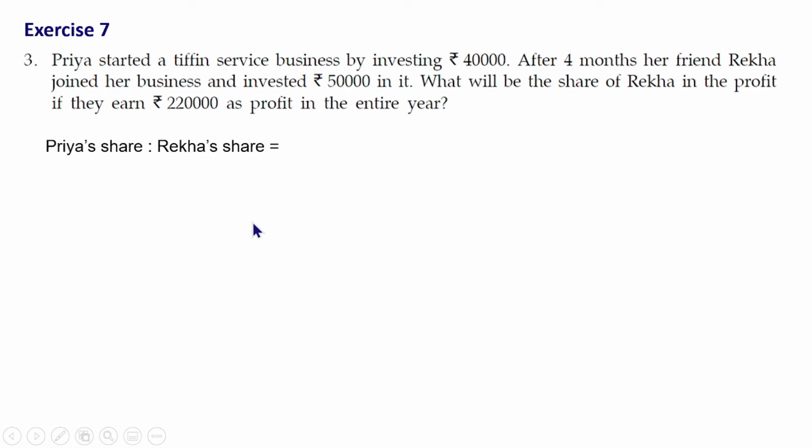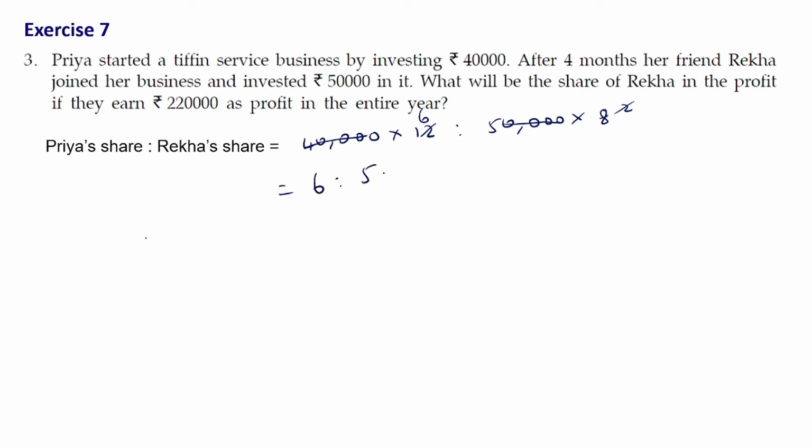So Priya's share is to Rekha's share of profit, it will be equal to Priya's investment into the time for which investment was made is to Rekha's investment into 8, because the investment made by Rekha was only for 8 months. So if we try to simplify this, we get 6:5. So this is equal to 6:5.